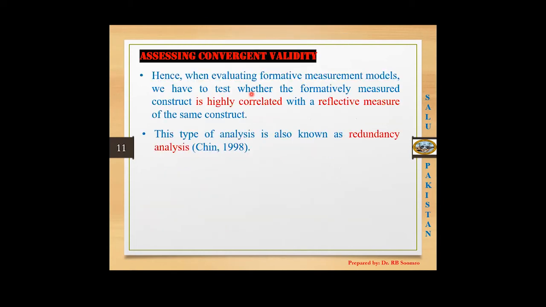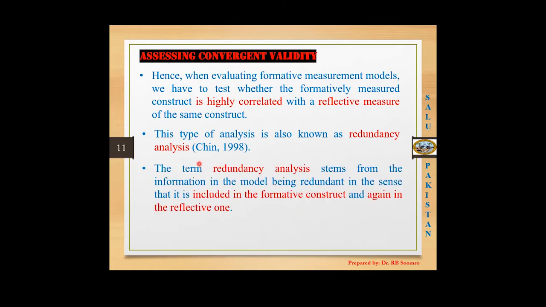Hence, when evaluating formative construct measurement models, we have to test whether the formative measured construct is highly correlated with the reflective measure of the same construct or not. If there is a high correlation between these two, then there is a problem. This problem we call redundancy analysis. Redundancy means useless.